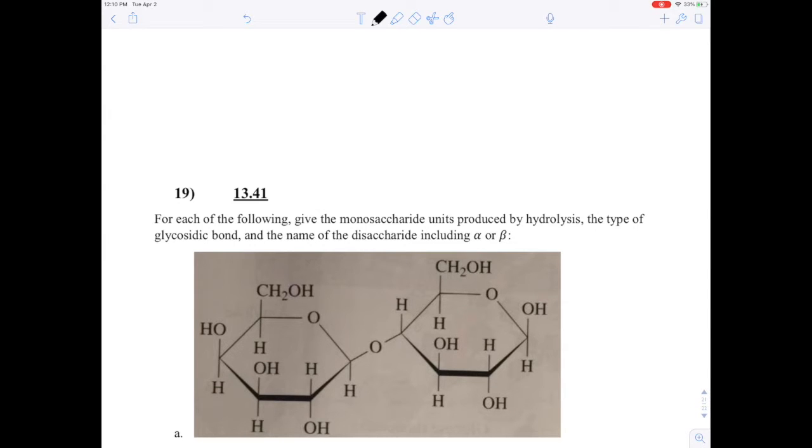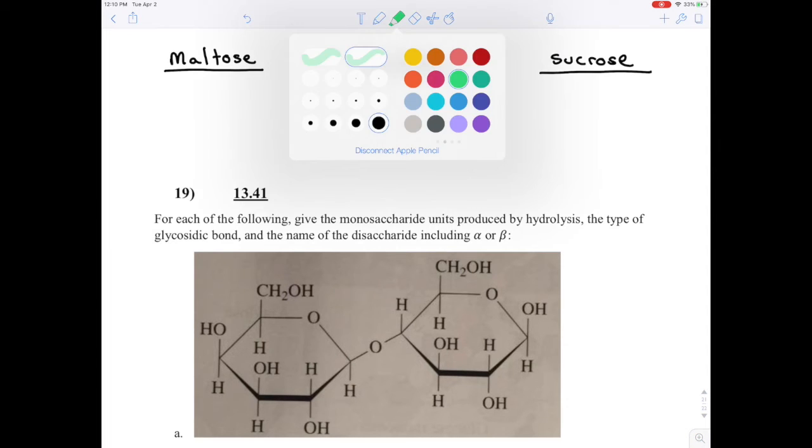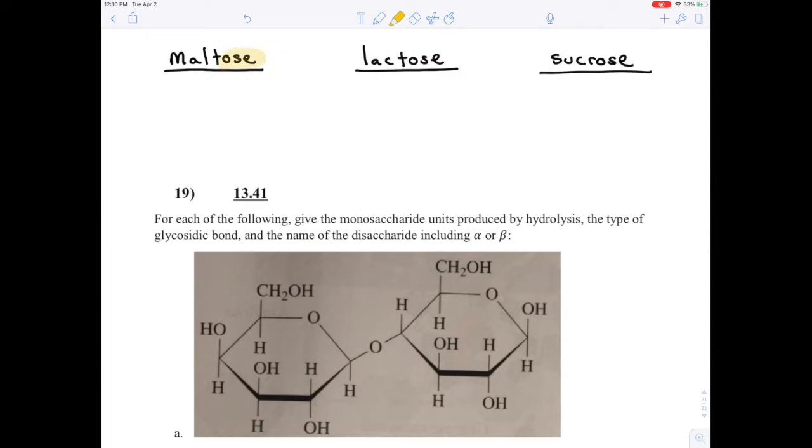19 introduces disaccharides. For principles of chemistry, there are at least 3 disaccharides that you'd want to know. Those are, first, maltose, second, lactose, and third, sucrose. Sucrose is table sugar. Now, you know these are all sugars because they all end in -ose. That's the signature for a sugar.